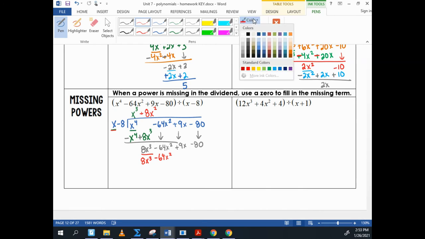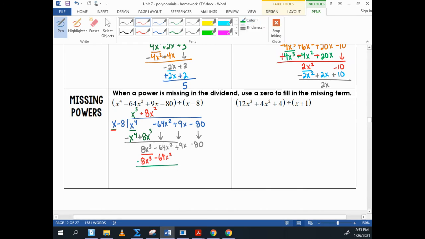All right, now we're going to, let's do green. We're going to switch the signs or subtract these. And we've got 0x to the thirds. Oh, we also have 0x squareds. Can you see how that happened? We lost both of those terms. We've still got to bring down these two terms. So we have a 9x minus 80 right here. And then we start all over again.